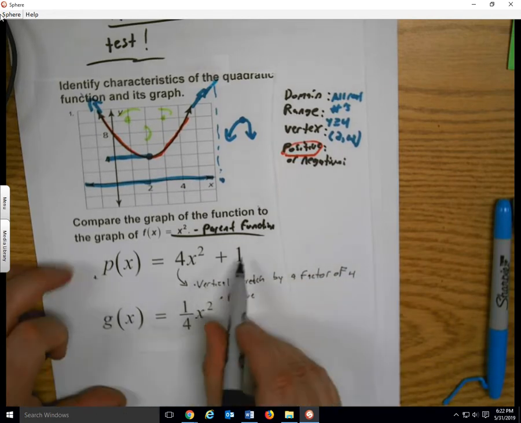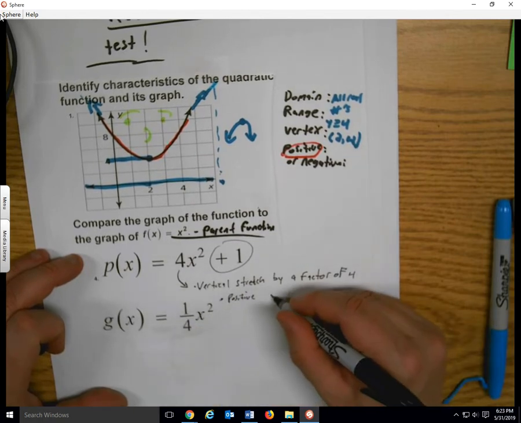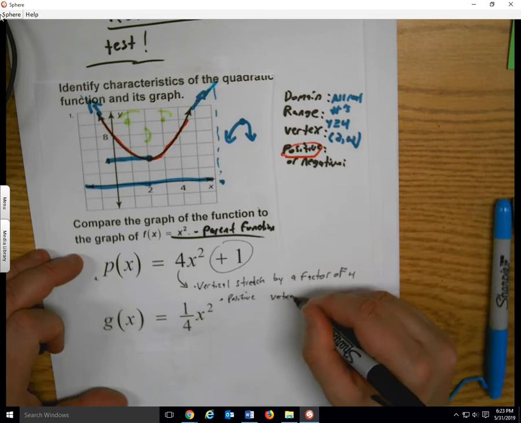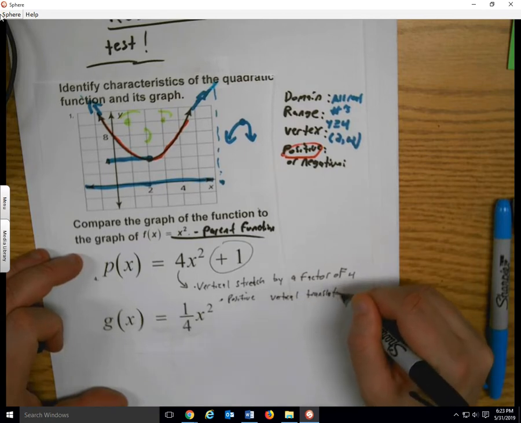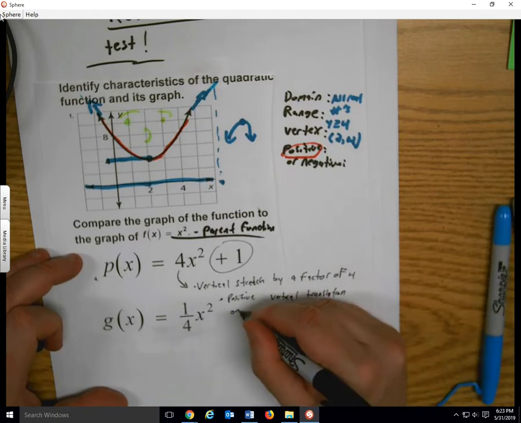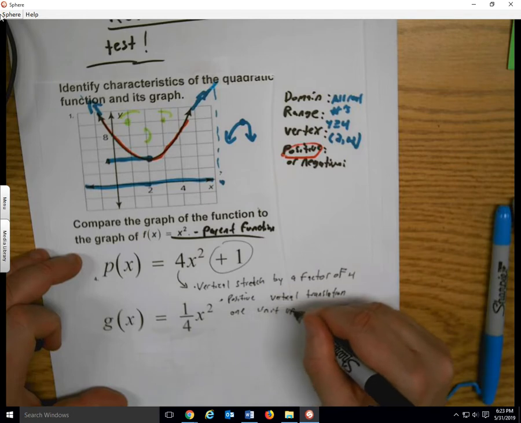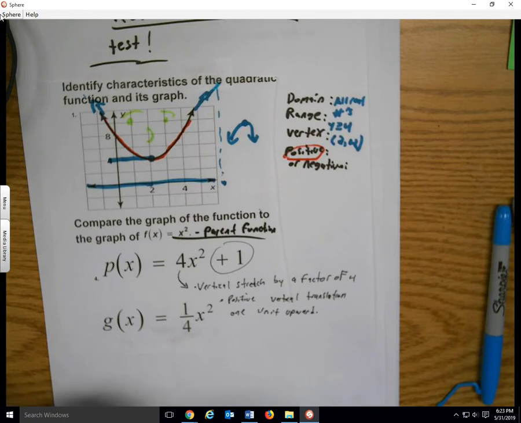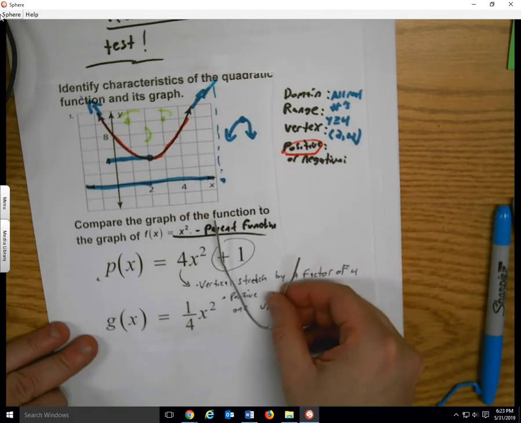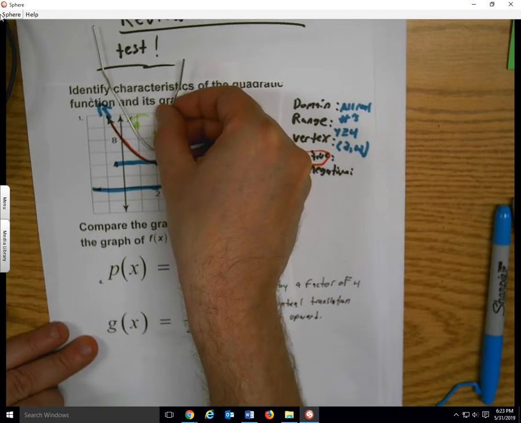What else can you say? You could say that if there's anything being added to it, you would say there's a vertical translation, 1 unit upward. So if this was a graph, if this was a parabola, the whole thing would move. If this was it, for instance, it would move up 1 unit. Okay.